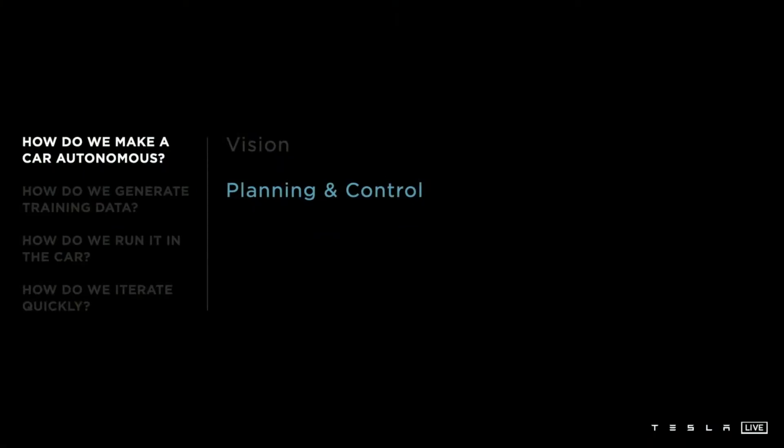But this basically is how you achieve a very nice vector space. And now I believe Ashok is going to talk about how we can run planning and control on top of it.